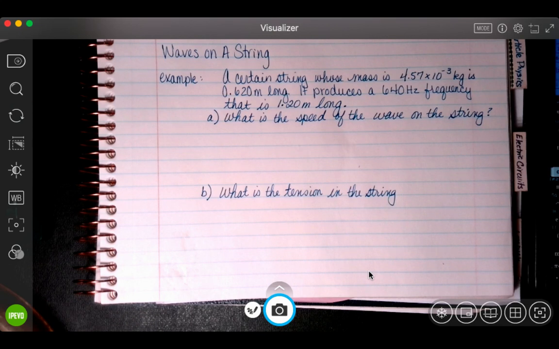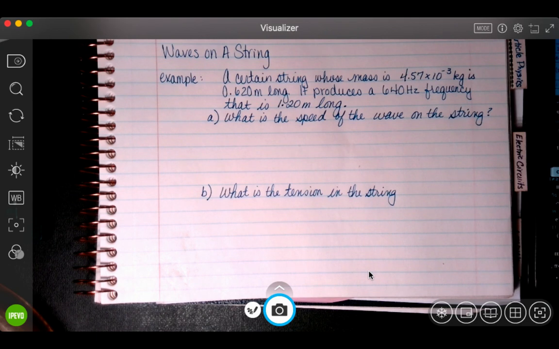So now let's do an example for waves on a string. We have a certain string whose mass is 4.57 times 10 to the negative third kilograms that is 0.620 meters long. That string is capable of producing a wave that has a frequency of 640 hertz and whose wavelength is 1.20 meters.